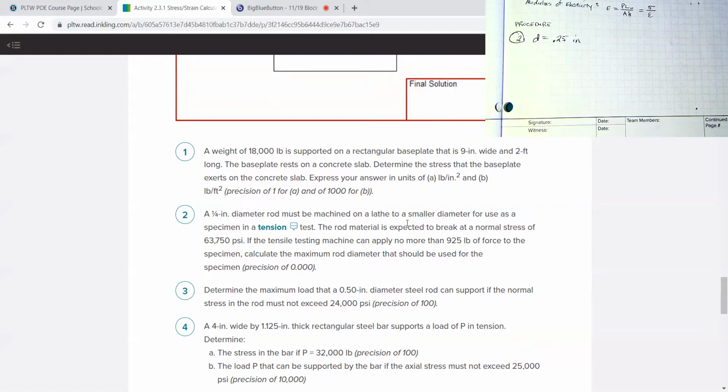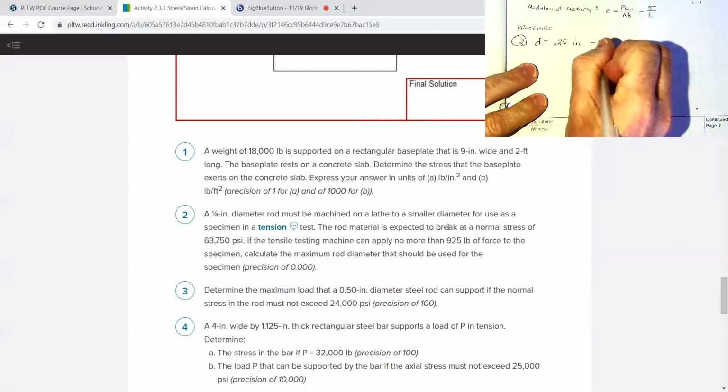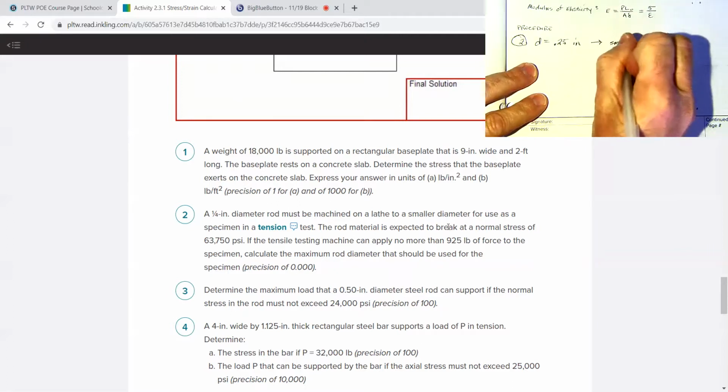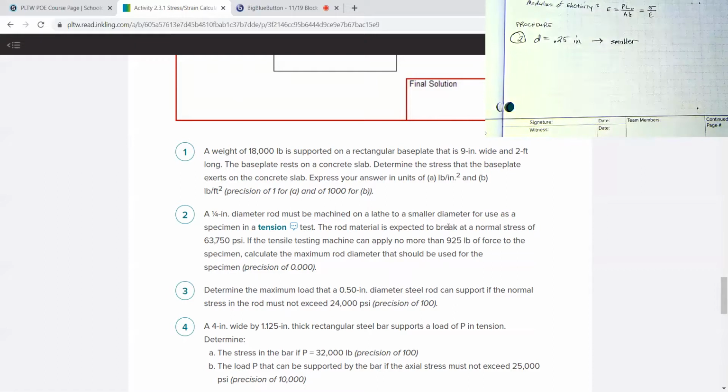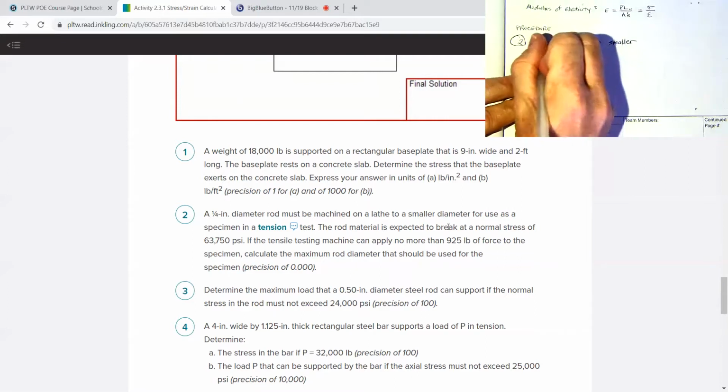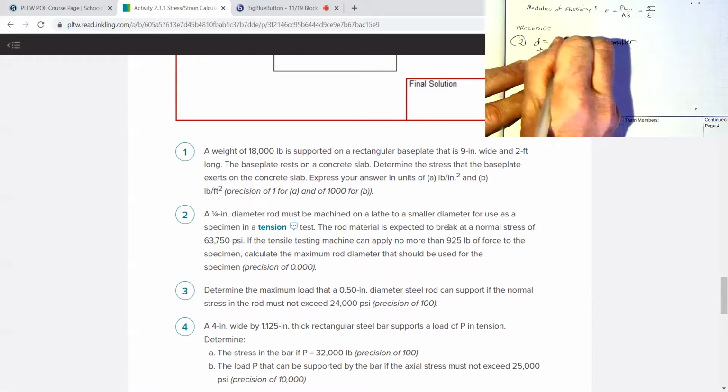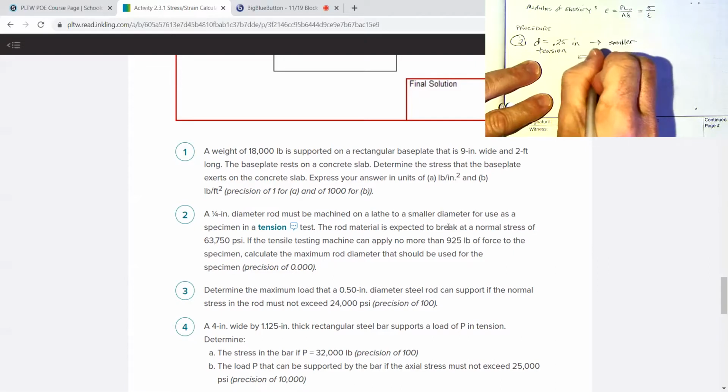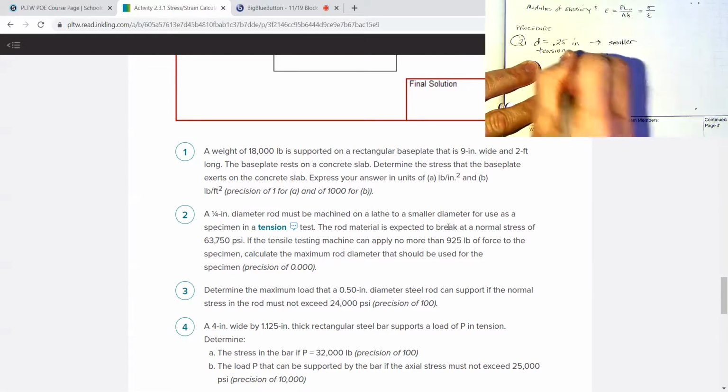So there's a 1/4 inch diameter rod that has to be changed to a smaller dimension. This dimension is going to become smaller. I don't know what that will be, but it will be smaller. It's machined on a lathe to a smaller diameter for use as a specimen in a tension test. Tension, by the way, is when you take a piece of something and pull it apart.